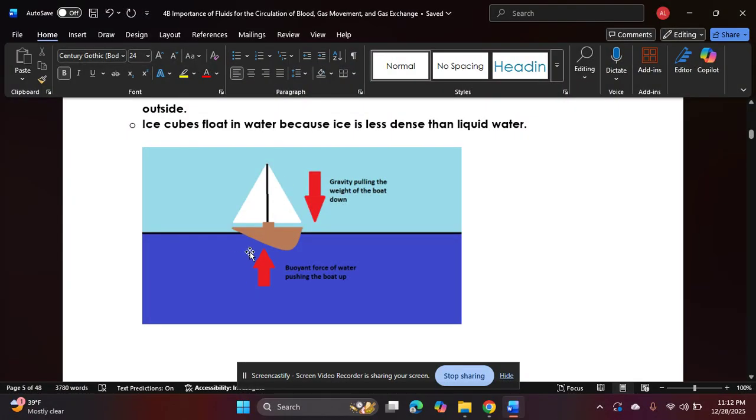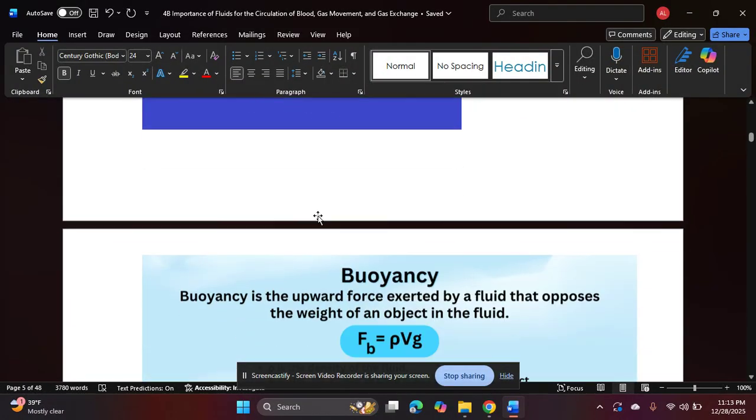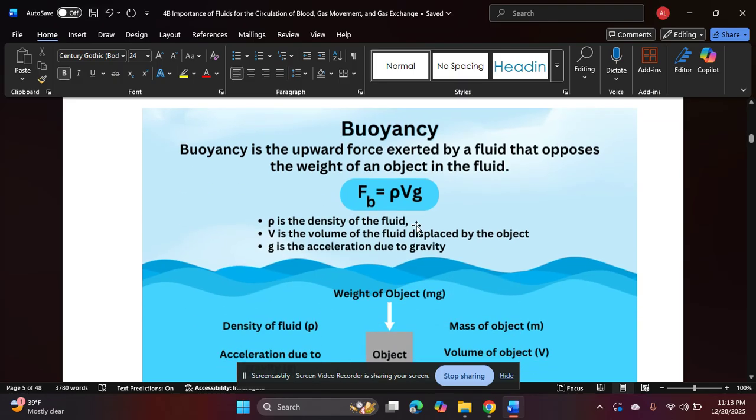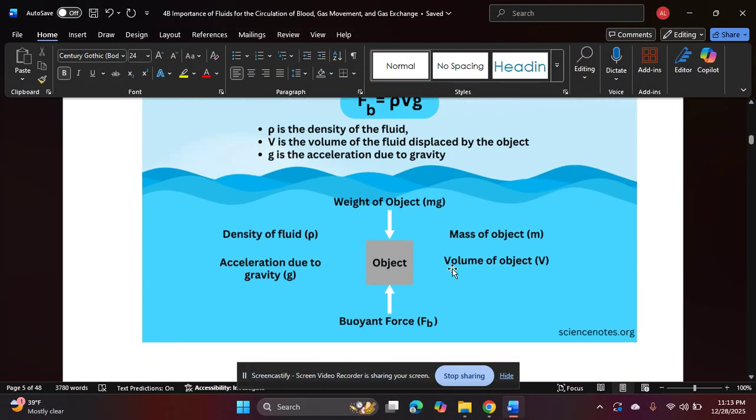As you can see, with this particular boat, gravity is pulling the weight of the boat down, whereas the buoyant force of water is pushing the boat up. And that's exactly why it is floating. As you can see, it's sailing. So buoyancy is the upward force exerted by a fluid that opposes the weight of an object in the fluid. Fb is equal to rho Vg, where rho is the density of the fluid, V is the volume of the fluid displaced by the object, and g is the acceleration due to gravity.